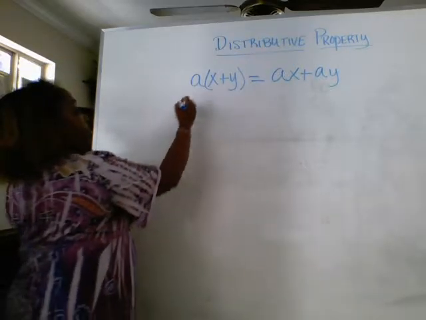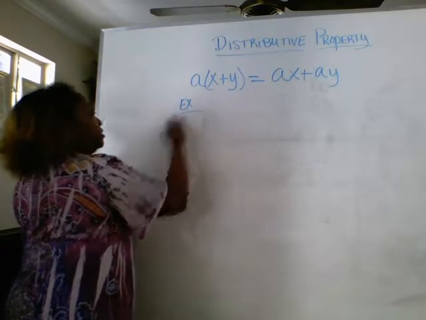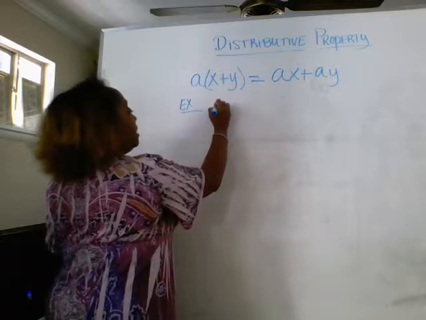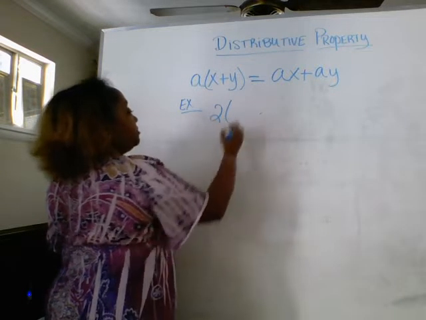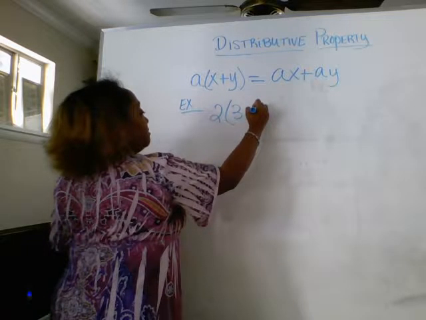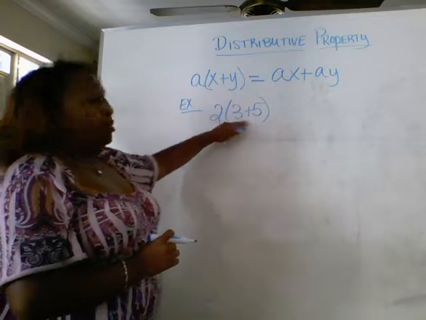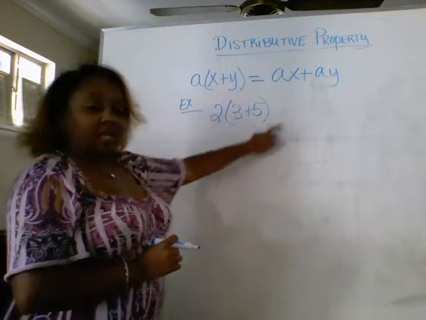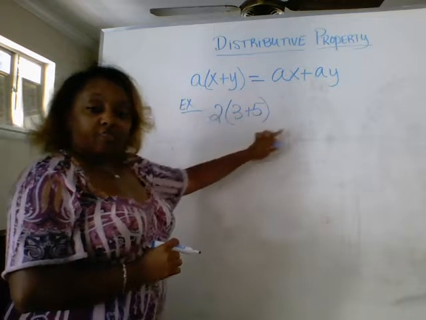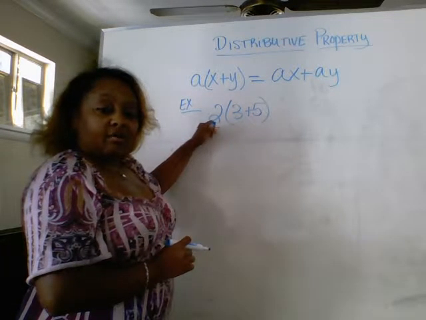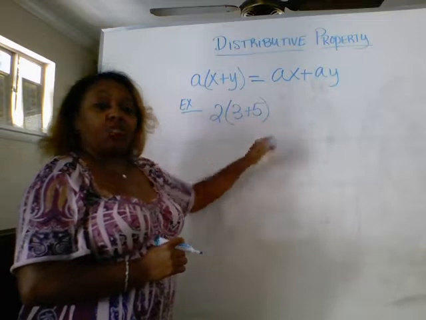Well, let's throw in an example of some actual values just so we can get a feel for how this works. Let's say we will have 2 times (3 plus 5). 2 is your teacher. 3 and 5 are the students inside the classroom. Everything or everyone inside this classroom will get whatever is handed out. Anything on the outside will not.